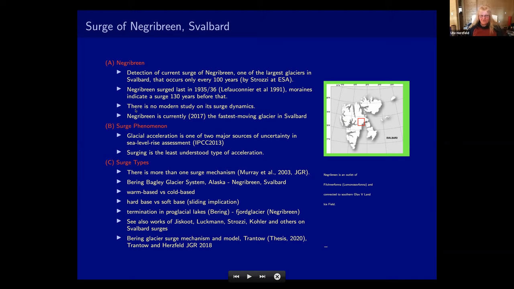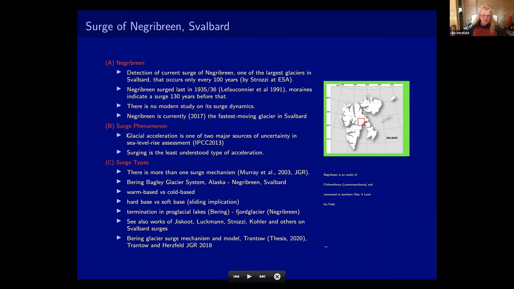It's currently, as of 2017, the fastest moving glacier in Svalbard at 22 meters per day during peak times of acceleration. It slowed down a bit meanwhile, but such a Svalbard surge keeps going for 5 to 7 years. And of course, we've been there every year until the pandemic stopped us from going there.